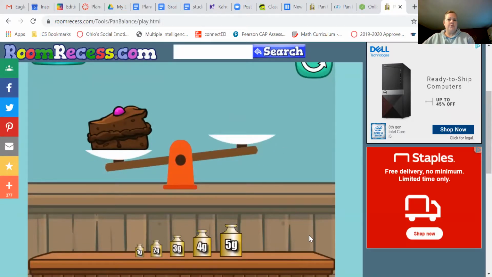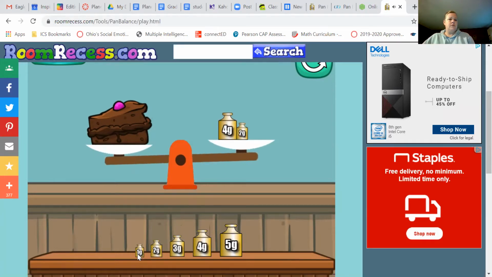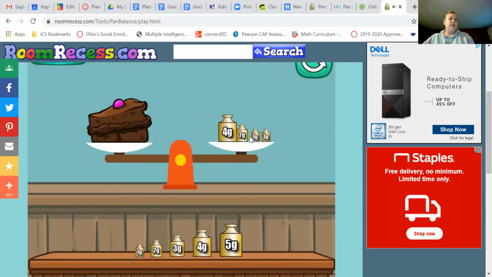All right, so make a prediction. What do you think? Is it going to weigh more or less than the apple? Notice that you can put them on either side. Ooh, we're getting pretty close. Really close. Notice that as we get close, I picked smaller weights. All right, so please complete your other ones.